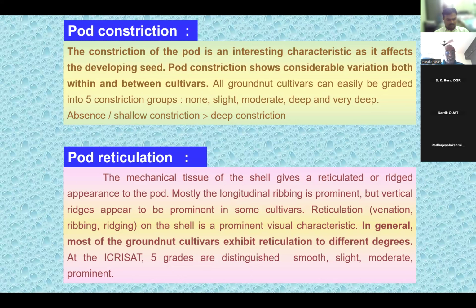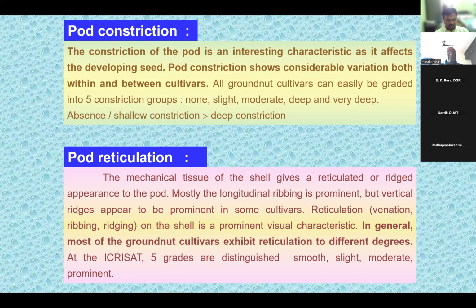Pod reticulation. This is a mechanical tissue, that is sclerenchymatous tissue. The cells give a reticulated or rigid appearance to the pod. It is also prominent in some cultivars. So it is also cultivar specific and used in identification of varieties. In general, most of the groundnut cultivars exhibit reticulations to different degrees. They are smooth, slight, moderate, and prominent.